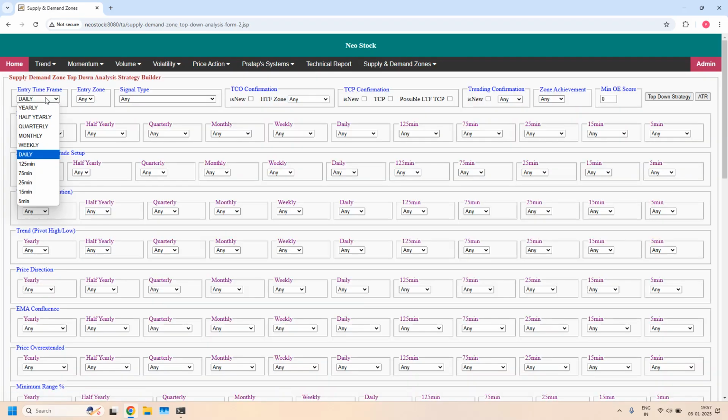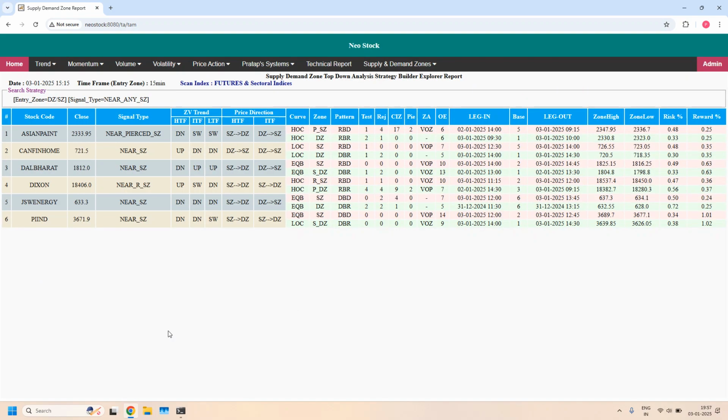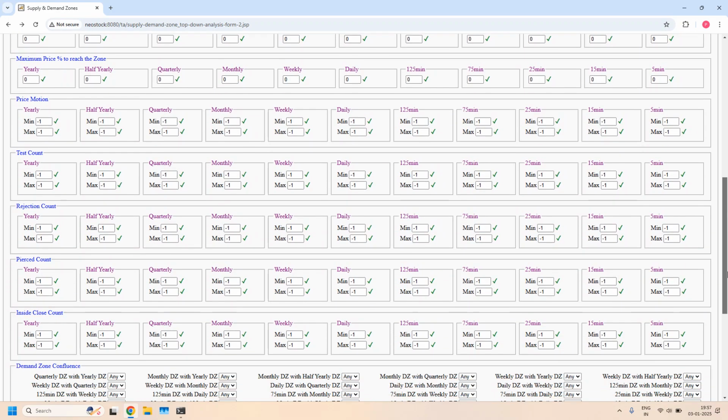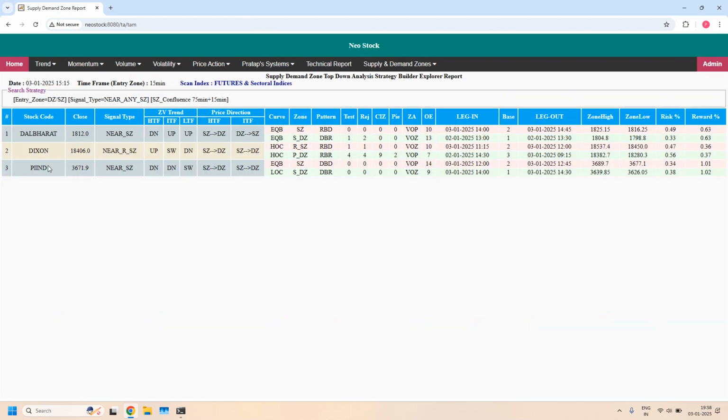Next 15 minutes time frame. Stocks near 15 minutes supply zone. 6 stocks are filtered. We can further filter these stocks based on ITF zone confluence. That is 15 minute supply zone with 75 minute supply zone confluence. I am enabling the filter. Now the list has come down to 3 stocks. These 3 supply zones are part of the 75 minute supply zone.